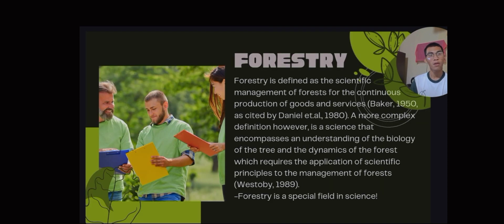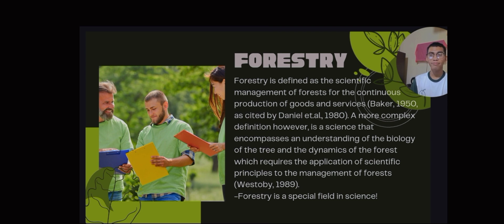So, forestry is defined as the scientific management of forests for continuous production of goods and services. A complex definition is a science that encompasses an understanding of the biology of the trees and the dynamics of the forest, which requires the application of scientific principles in the management of forest. So, forestry is also a special field of study in science. Here in VSU, they offer this forestry field, which is the course you are taking now.